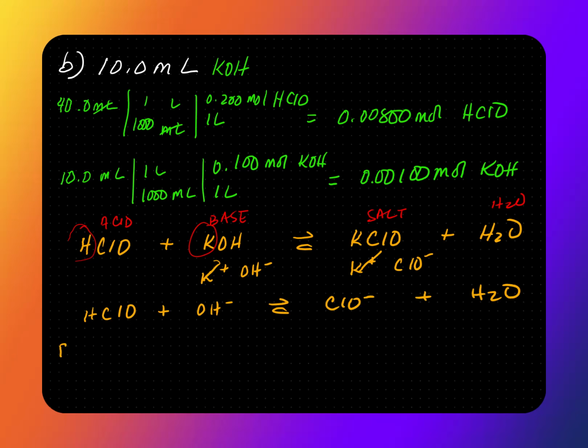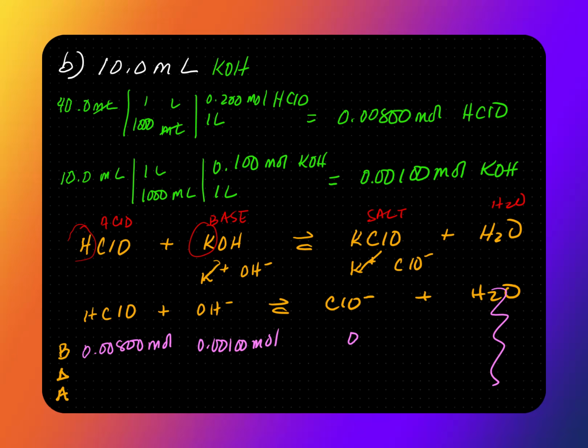And now we're going to do the BCA table. The before amounts must be in moles to account for the neutralization. We calculated those values above. HClO moles are 0.00800 moles. The OH minus is going to be 0.00100 moles, because for 1 K there's 1 OH minus. ClO minus is 0. The water does not count because it's not part of the equilibrium equation.